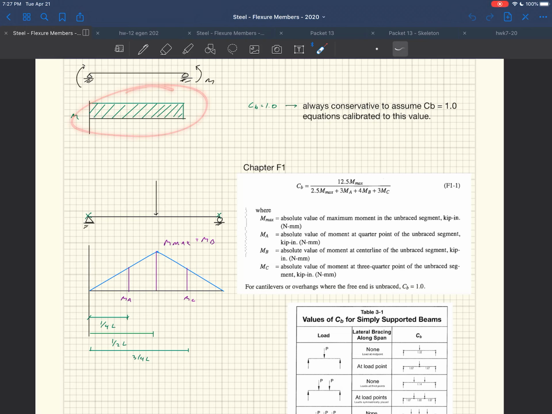You get rewarded if you don't have this worst case, is one way to think about it, and so you increase your capacity. We talked about how to calculate Cb. You use this equation right here, and here are some of the values. We're going to do that in the example today.